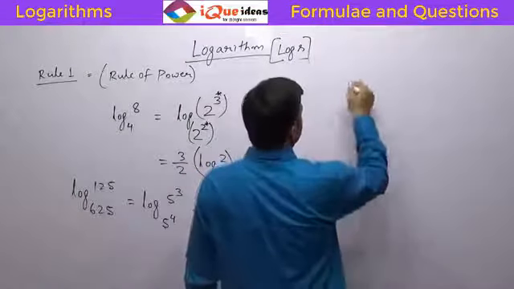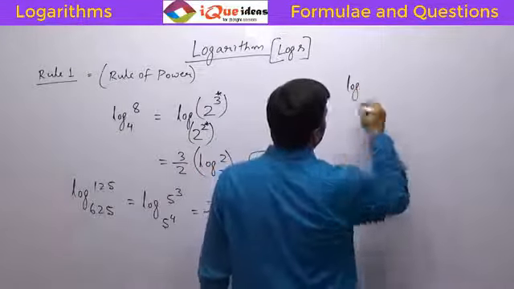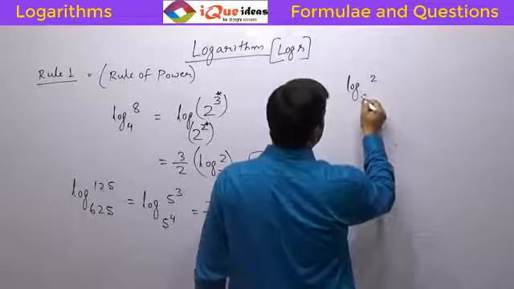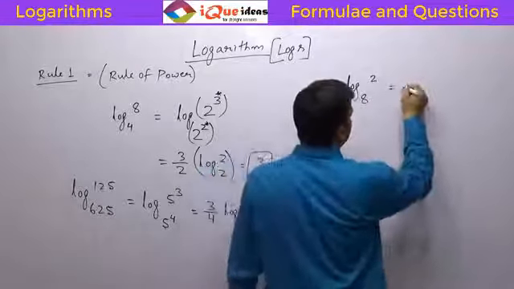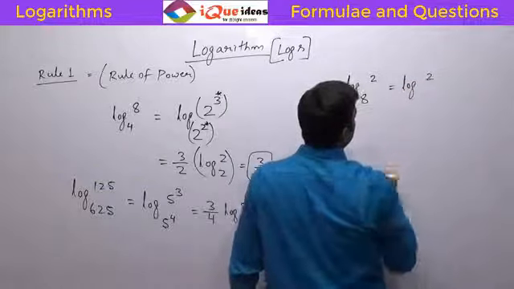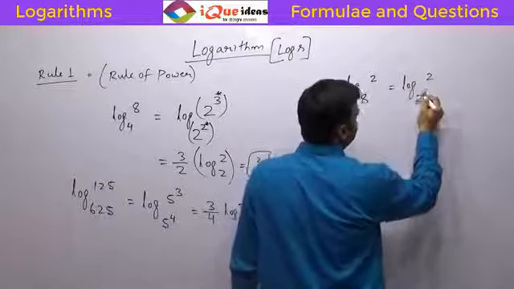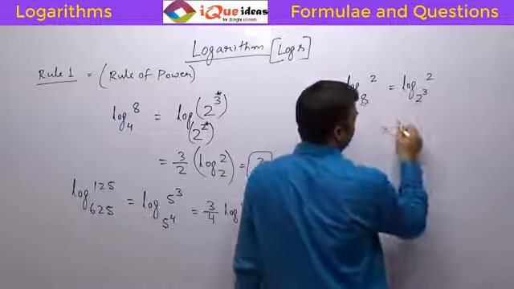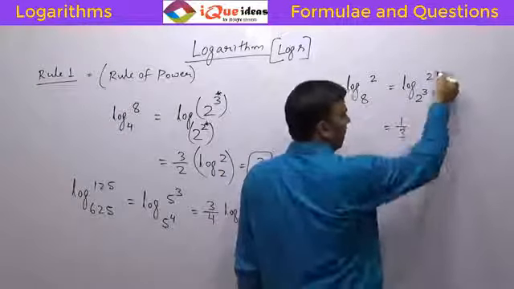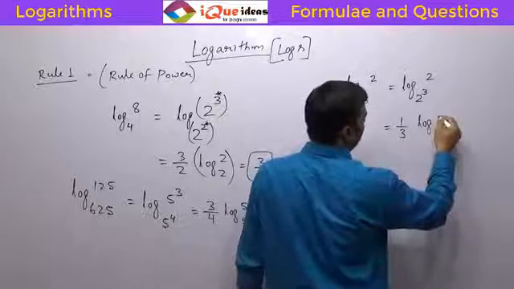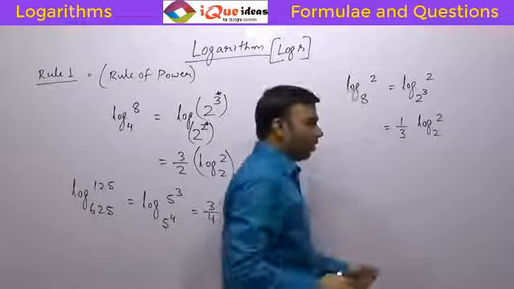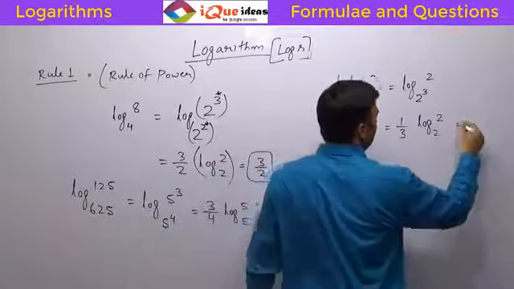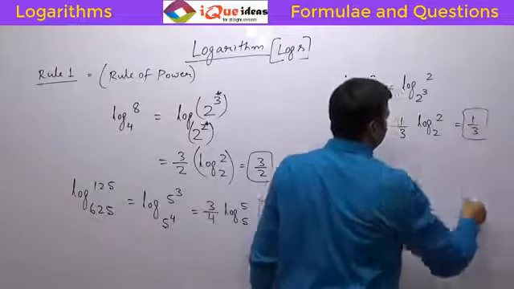Even in this case, where we have, let's say, log of 2 to the base 8. Now log of 2 to the base 8 can be written with 8 as 2 cube. So here this base has a power 3. So this 3 will come outside and will come in denominator. So 1 by 3. There is no power in the number. So it will be log of 2 to the base 2. Now log of 2 to the base 2 is 1. So the final answer will be 1 by 3.